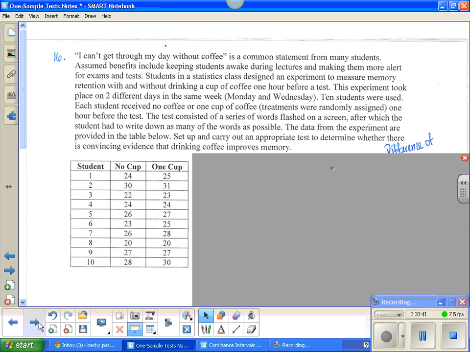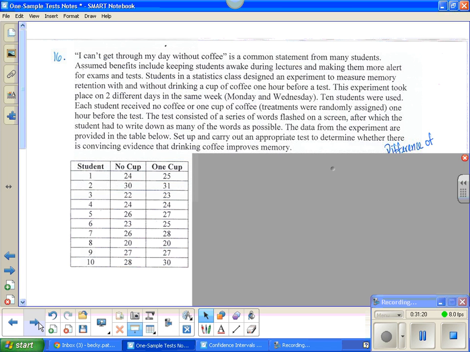Okay, last one. I can't get through my day without coffee. I remember this problem. Do y'all remember this one? I think this one came from a test review. All right, so let's see. I can't get through my day without coffee is a common statement from many students. Assumed benefits include keeping students awake during lectures and making them more alert for exams and tests. Students in a statistics class designed an experiment. Got that? Experiment to measure memory retention. So no, it's not about them being mad. Memory retention with and without drinking a cup of coffee 1 hour before a test.